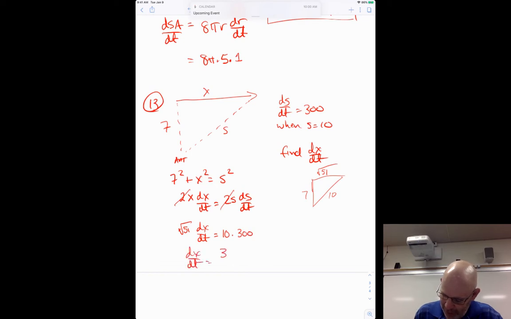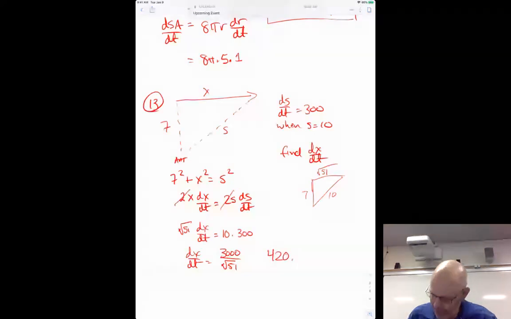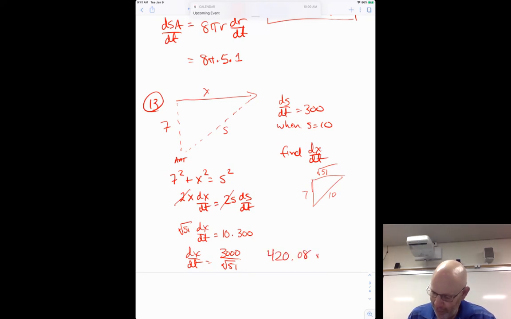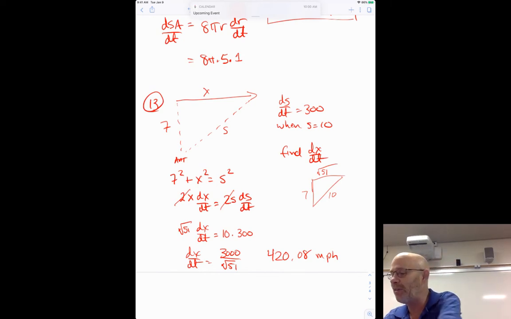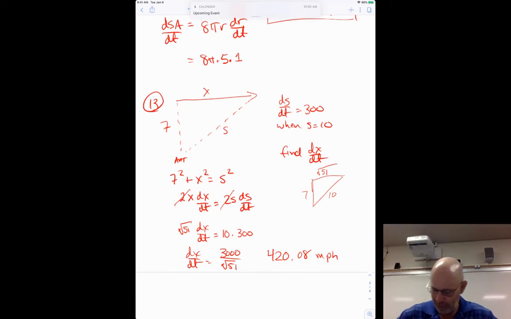We get 3,000 divided by the square root of 51. So look, okay to use your calculator on these and just leave your answers rounded to the nearest tenth maybe. 3,000 divided by the square root of 51 is 420.08 or 420.1, whatever, miles per hour. We'll check my little answer there, make sure we're doing okay on that one. I guess I could look at that, 420.08, we're all good.